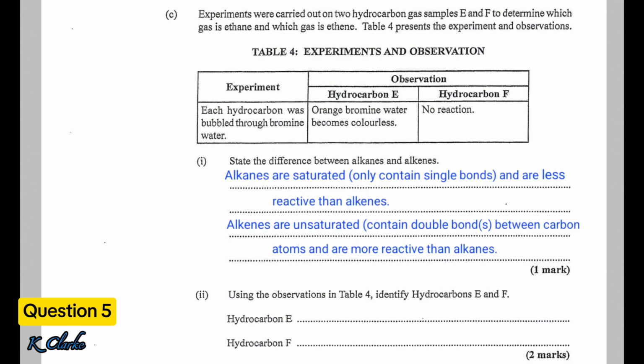Part 2. Using the observations in Table 4, identify hydrocarbons E and F. Hydrocarbon E would be alkene, while hydrocarbon F is alkane.